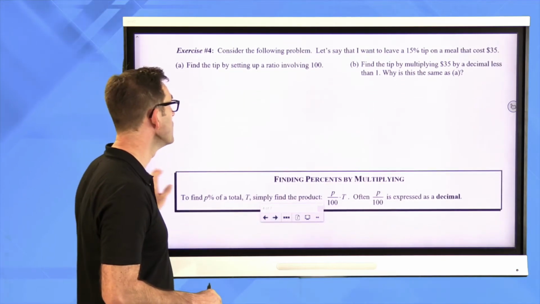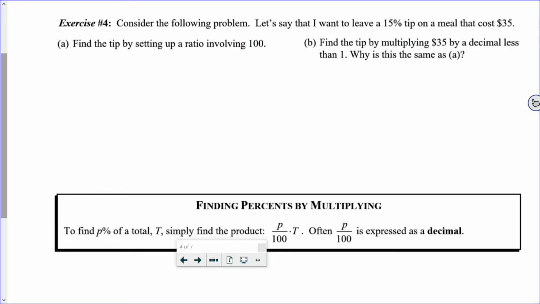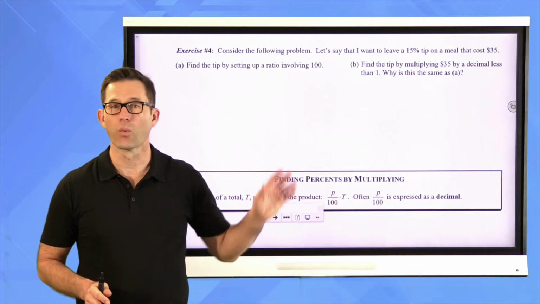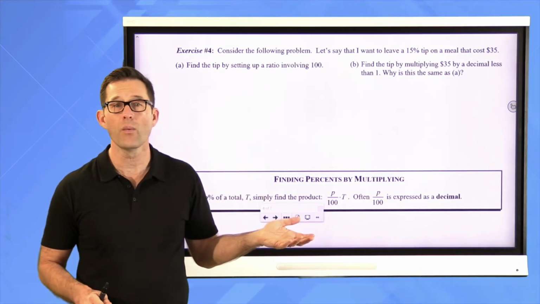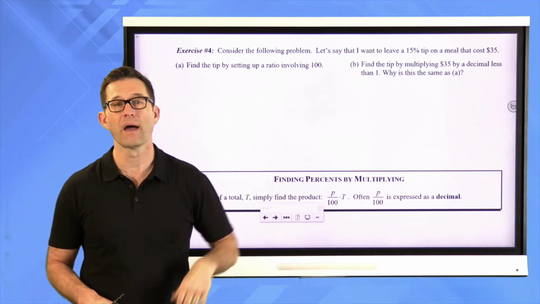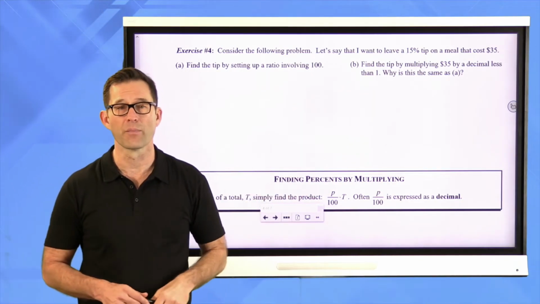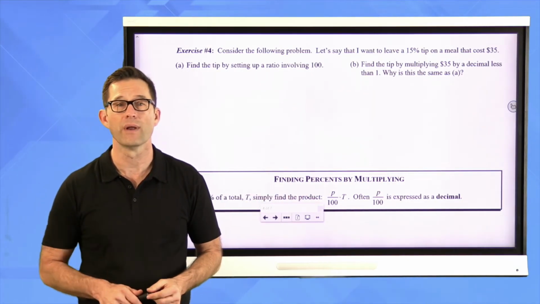It's certainly something you've found before. Let's take a look at problem number 4. Consider the following problem. Let's say that I want to leave a 15% tip on a meal that costs $35. Letter A, find the tip by setting up a ratio involving 100. Wonderful. Okay, so what I'd like you to do is work this problem out, letter A, just like what we were doing, right? X divided by 35 equals 15 divided by 100, etc., and figure out what tip we would leave on a $35 check if we were paying 15% in tip. Pause the video now.